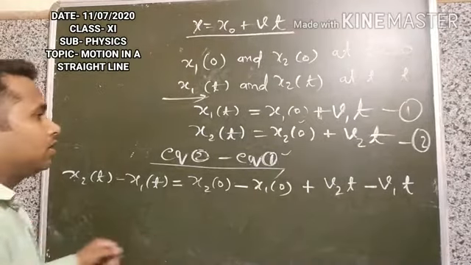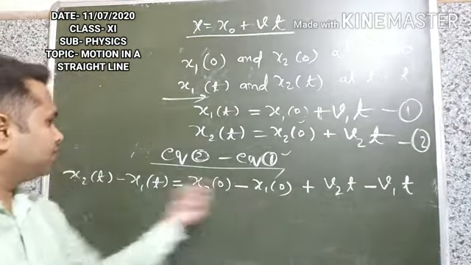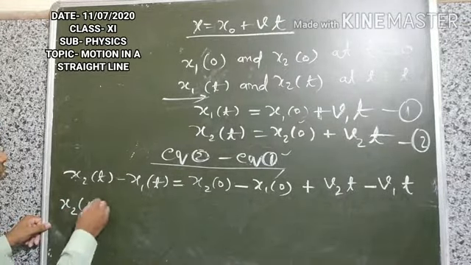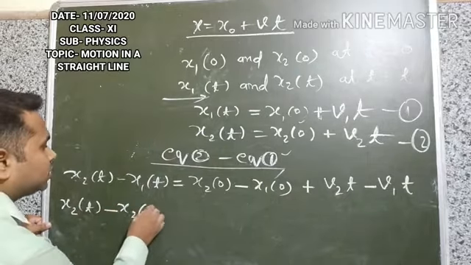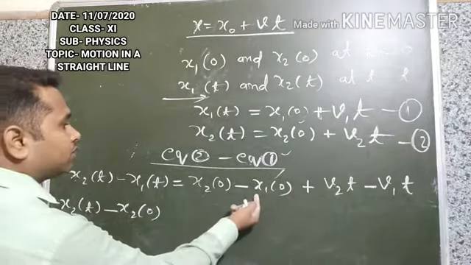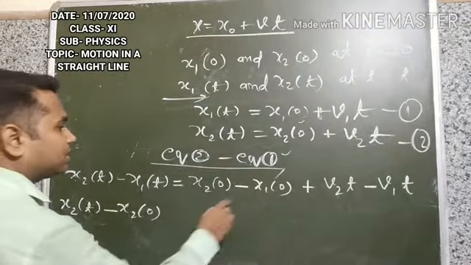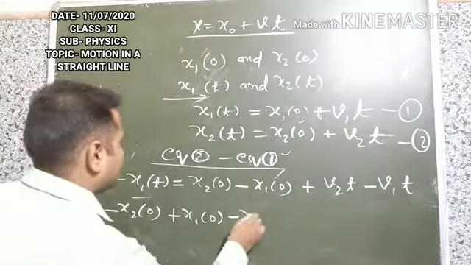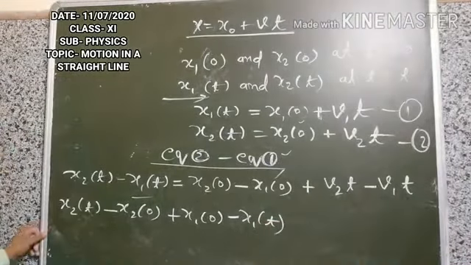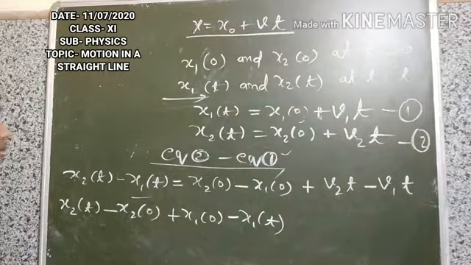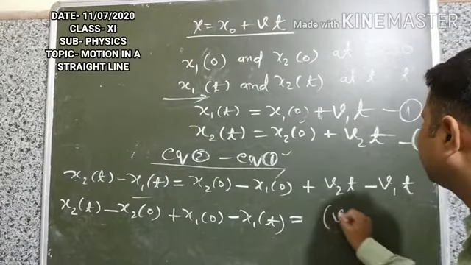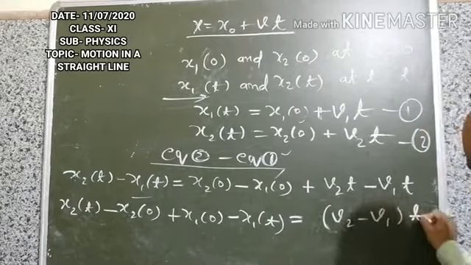Now let's arrange the terms. We have x2t minus x20. This term will come to the left side with plus sign, so plus x10 minus x1t is equal to, taking t common here, v2 minus v1 times t.